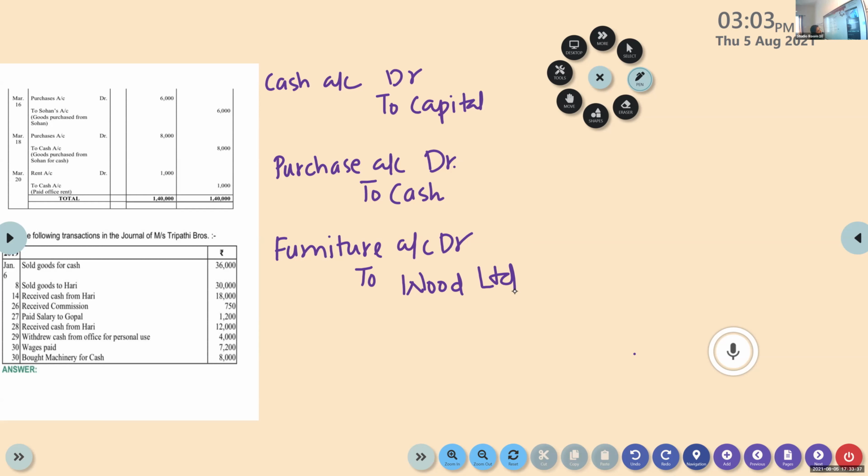Wood Limited. What does that mean? Furniture account debtor to Wood Limited. What is that? What do you understand from that? Sold. What sold? Yes, say. I'll correct you. What do you understand from this transaction? Furniture account debtor to Wood Limited. I meant it as a company name, Wood Limited.